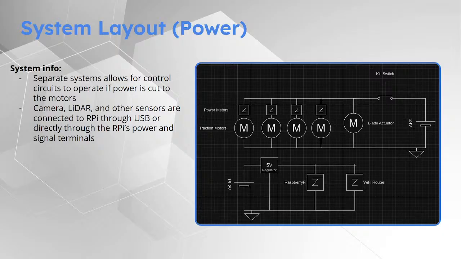You can see that up there. That's required by the competition to have. And then as far as on the 5-volt side, our two big things are the Raspberry Pi and the Wi-Fi router. There are other peripherals. There are cameras and a LiDAR, but those are going to be attached directly to the Raspberry Pi's terminals or USB ports. So they are not represented in here, but they are there.